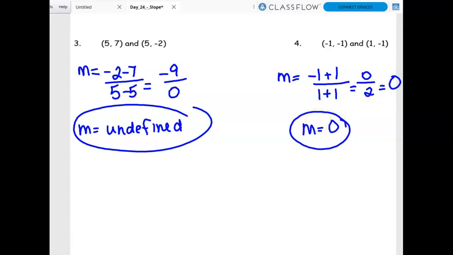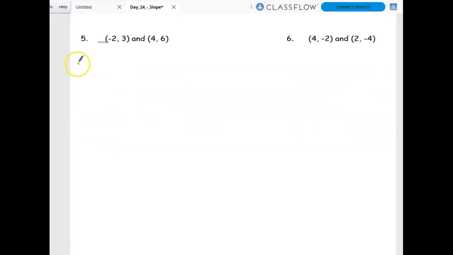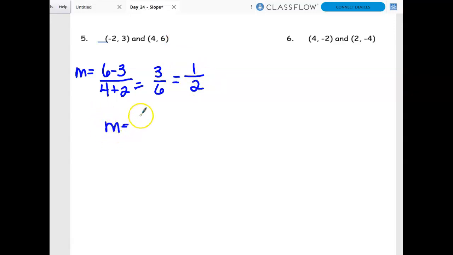All right, so number 5, we calculate the slope as 6 minus 3 divided by 4 plus 2, which is 3/6. Now notice we have a fraction. That's fine. We always want to simplify our fraction. So 3/6 can simplify to be 1/2. So our slope is 1/2.